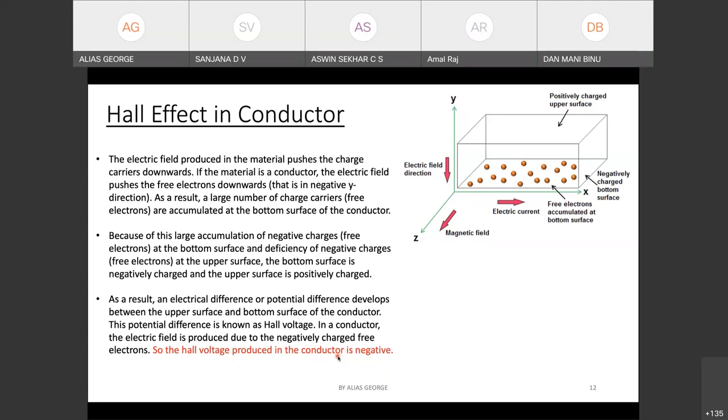Just for understanding. By convention, Hall voltage is negative for a conductor. There is an apparatus for Hall voltage measurement, and in this apparatus we are measuring in that way only. So in that, we will be getting the output that way. Is that clear? So this is all about the conductor.